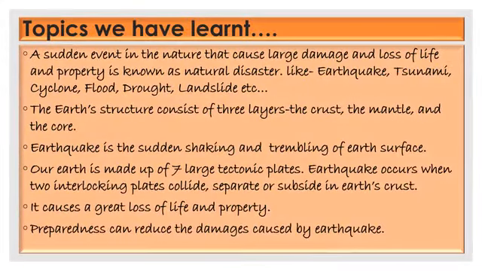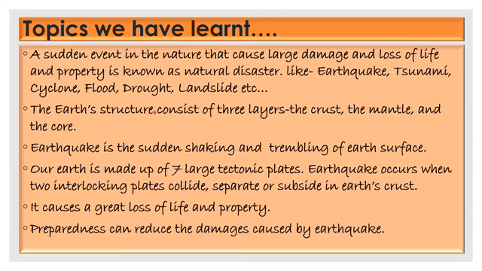That's all for the topic earthquake. Let's go through quickly the things we have seen in these slides. A sudden event in the nature that cause large damage and loss of life and property is known as natural disaster, like earthquake, tsunami, cyclone, flood, drought, landslide, etc. The Earth's structure consists of 3 layers: the crust, the mantle, and the core. The earthquake is the sudden shaking and trembling of Earth's surface.